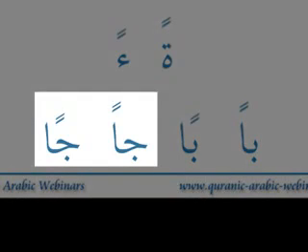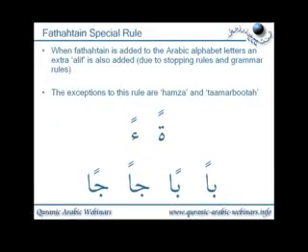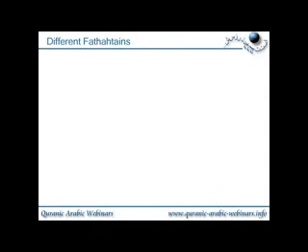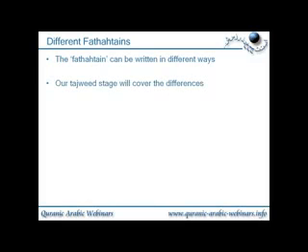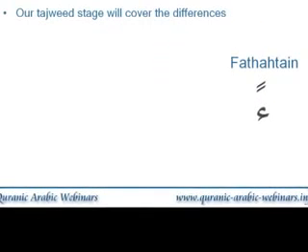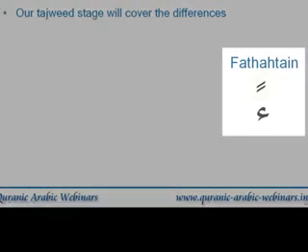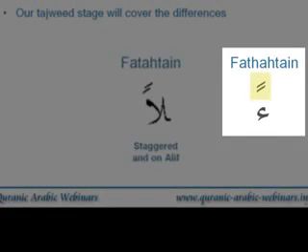And then with the jim, we've shown the same thing, added an alif as you'll see it in the script, plus the fathatain. We've shown you two examples, slightly in different position, but both of those are jan and jan. Different fathatains. So the fathatain can be written in different ways, and our Tajweed stage will cover the differences. Again, it will affect how the actual fathatain is pronounced. So this is how you would expect it. Again, the two fathatains are lined up together, they're not staggered.